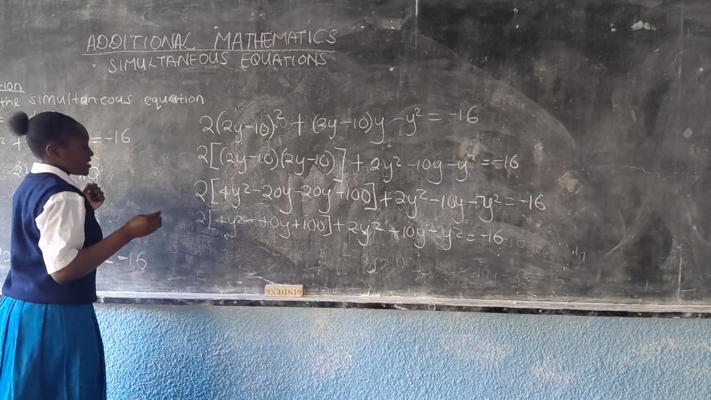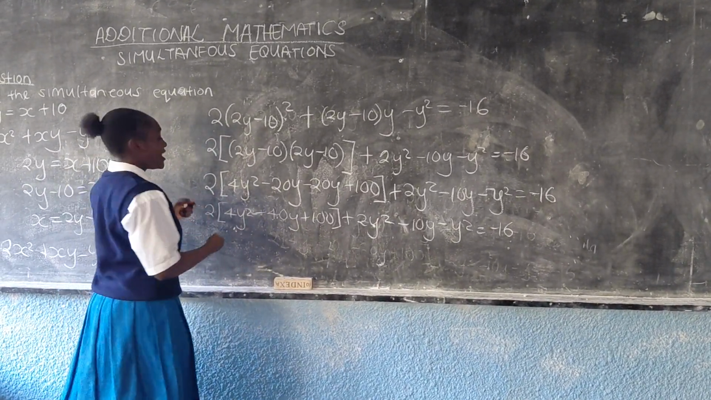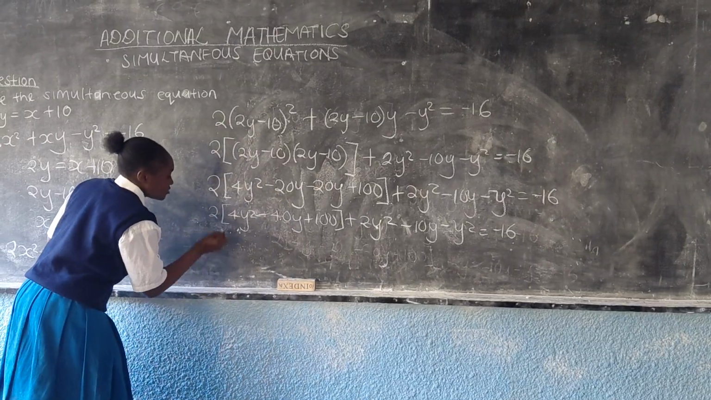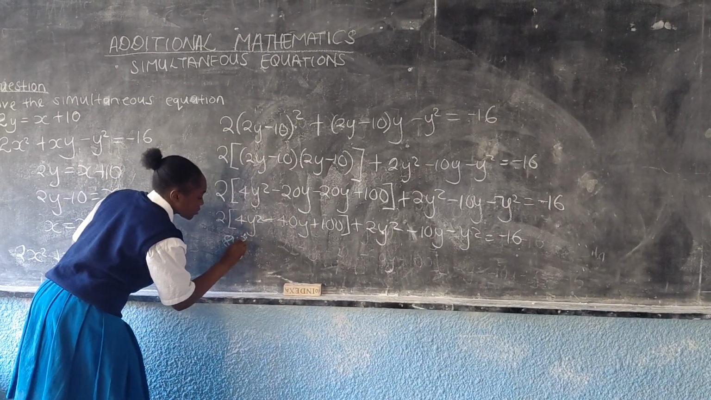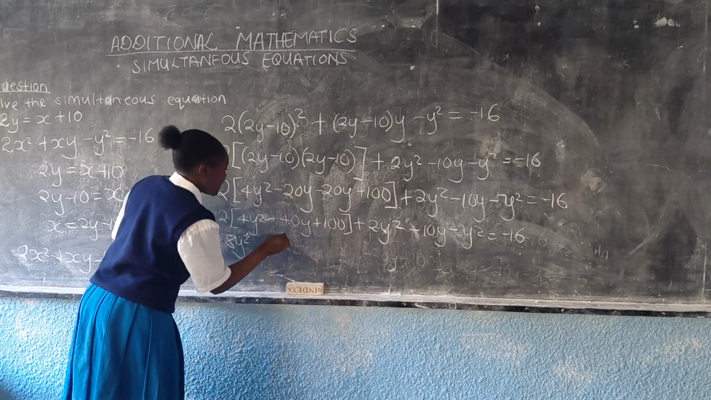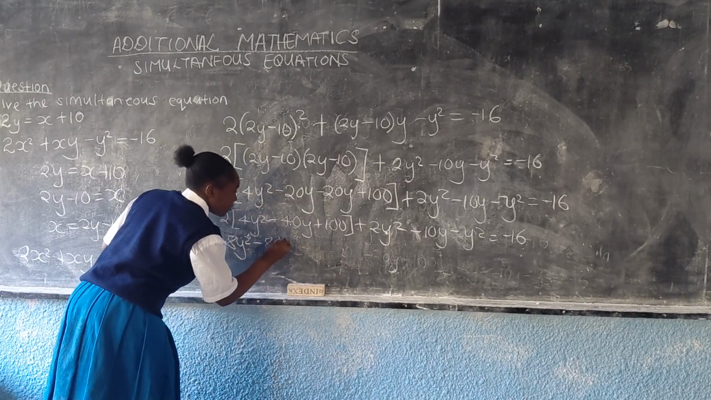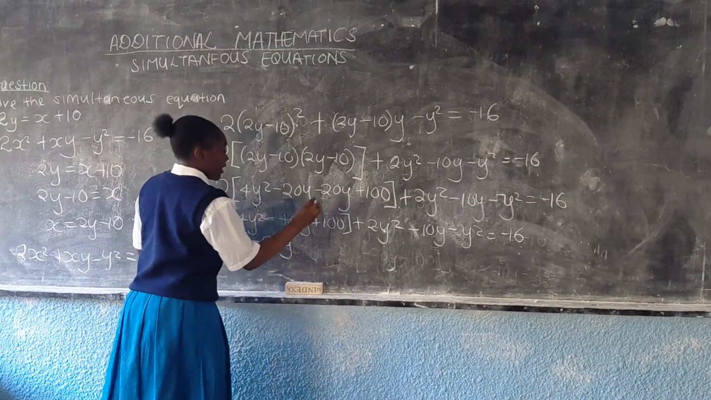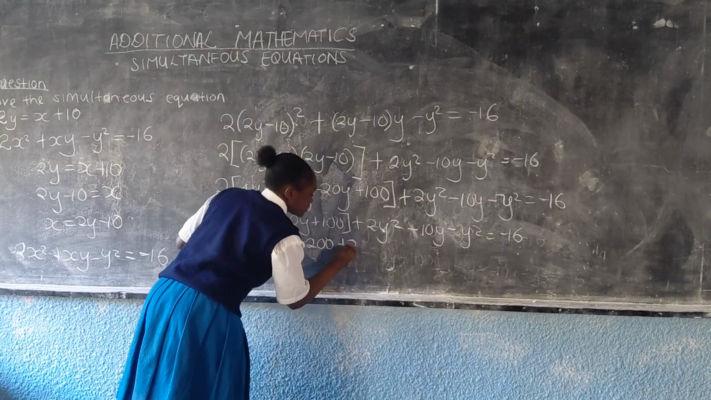Now, the other stage is we're going to multiply 2 by everything in the brackets. 2 multiplied by 4y² will give us 8y². 2 multiplied by negative 40y will give us negative 80y. 2 multiplied by 100 will give us positive 200, and we'll bring back the rest.